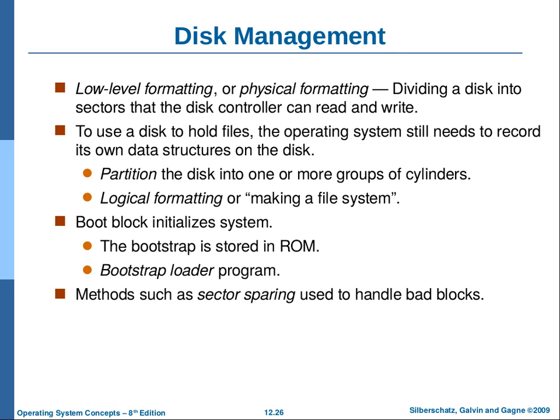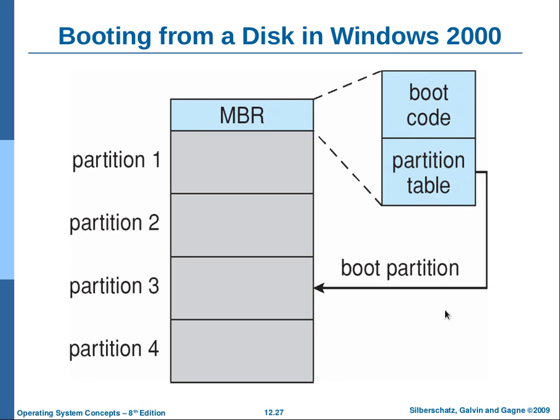I really wish these slides would help me jump from one giant section to another, because now we're going to talk about disk management, different than disk scheduling. So management is how do we actually store these partitions on the disk. A partition is one or more groups of cylinders. The logical formatting is aka making a file system. We also have a bootstrap or bootloader program, where there's a part that's stored in ROM and then another part that's stored in the hard drive. And then there's something called sector sparing. If you have bad blocks, maybe you can use a different sector instead on your hard drive.